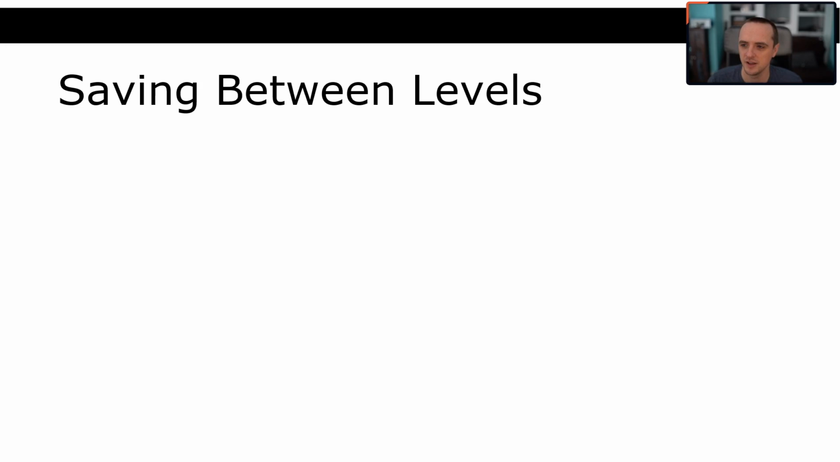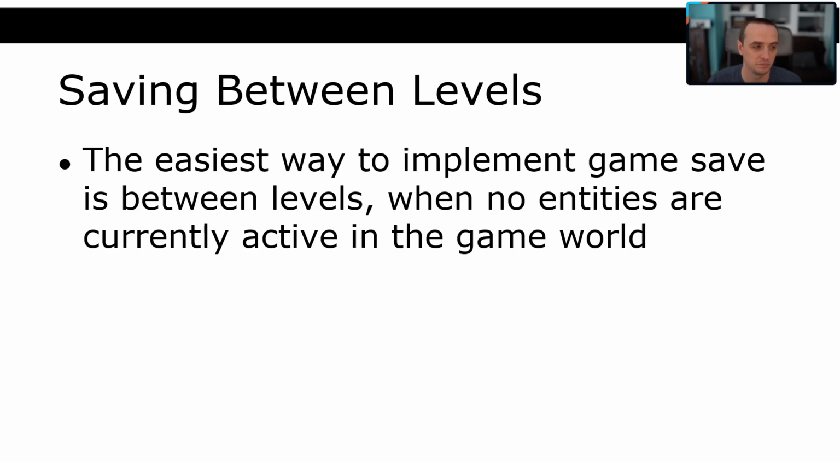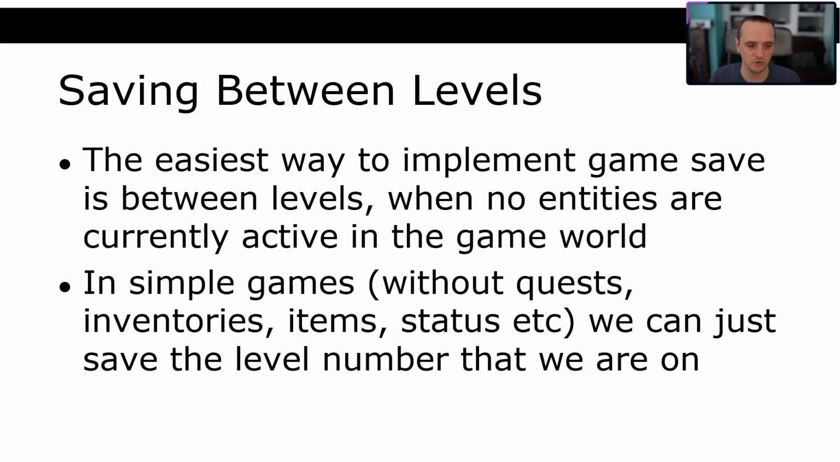Okay. Saving between levels. The easiest way to implement a game save is between levels, when there are no active entities in the game world. For example, in very simple games, without quests, without inventories, without status, we can just save the level number. If we're on level 17, we can save that the player's on level 17. There's no inventory, no status, no items, just this player's on level 17. Whether you write that to a memory card, a file, a quick save, or in RAM, you just save the level number. And that's all we would need to do.